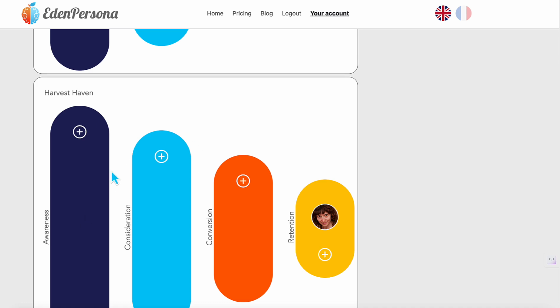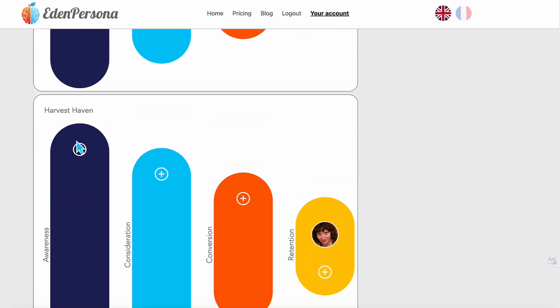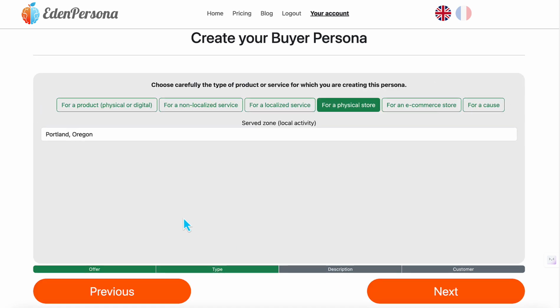So here, I am on Eden Persona. I am in my account for this client or my company, which would be a local supermarket, called Harvest Haven in this example. I click on plus to create a new persona at the awareness level to gain this client, but I want to focus on profit. I will look for the same profiles as my best customers in the meat section, and know that these profiles are good customers. I click next to proceed.